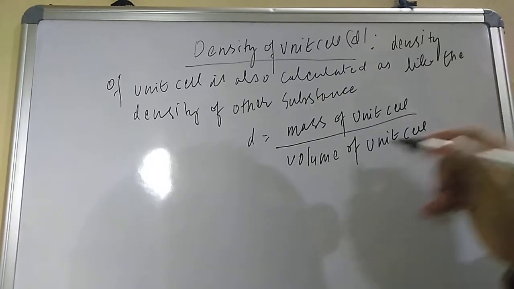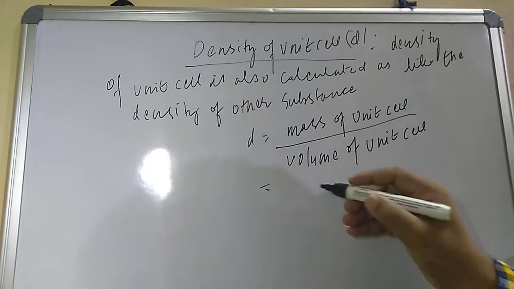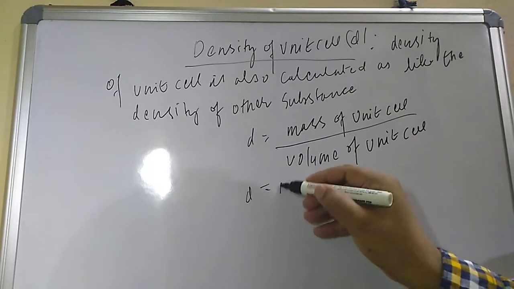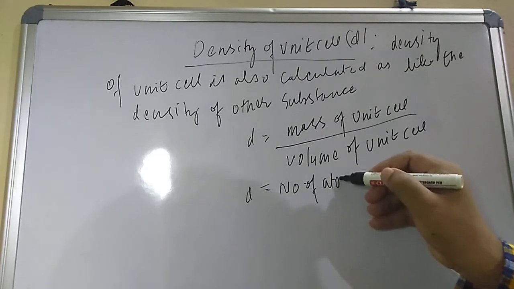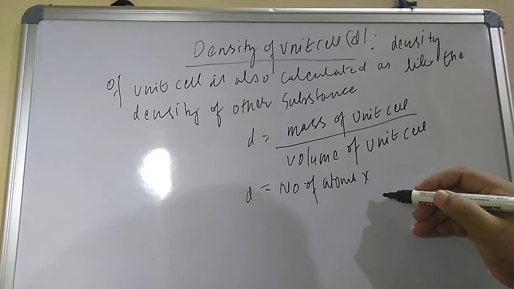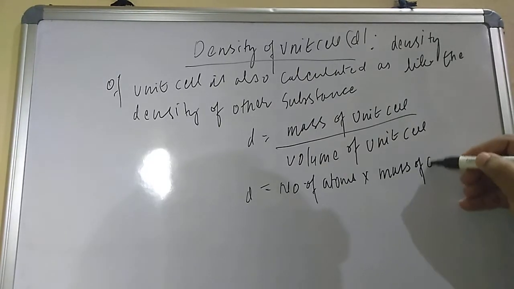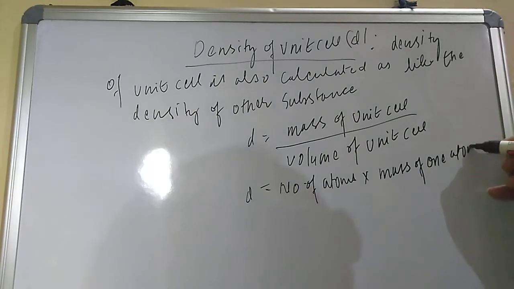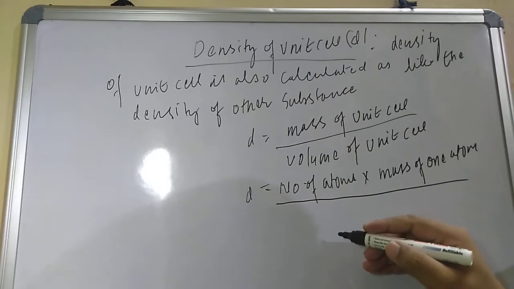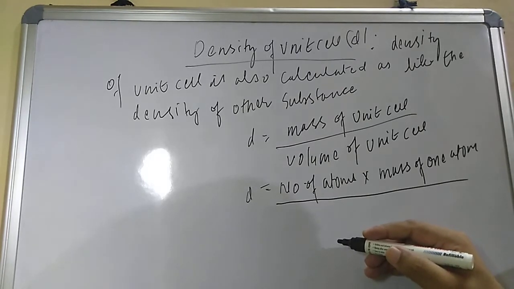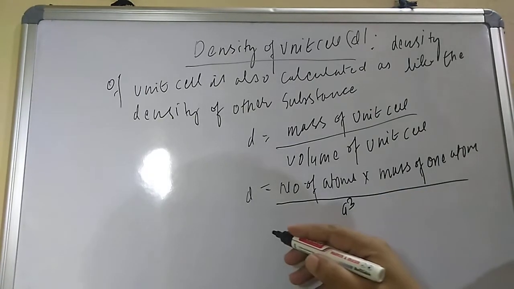Now, how do we calculate the mass of unit cell? D is equal to the number of atoms multiplied by the mass of one atom, divided by the volume of unit cell. We already know the volume of unit cell is a cubed, so directly we are writing a cubed.